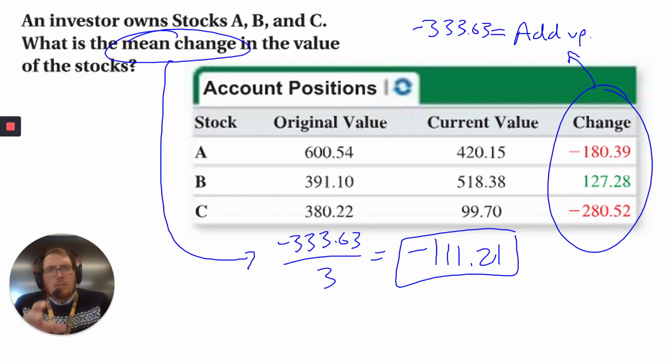A lot of people have been struggling with finding the mean. Remember, finding the mean is the average, so you add up all the numbers and then divide by the total amount of numbers, which is 3. And so this is the mean change. So in context of this question, it means the average amount of money that you've gained, or in this case lost, is $111.21. That's the average amongst the 3. So when you're looking at that idea, you want to make sure that the average is division by however many numbers there are.